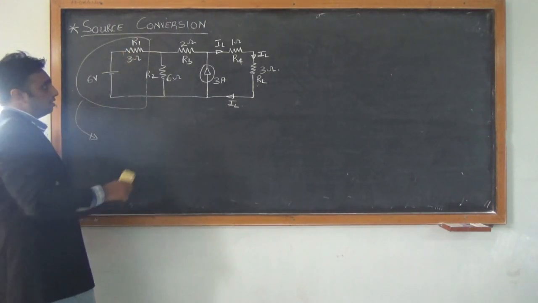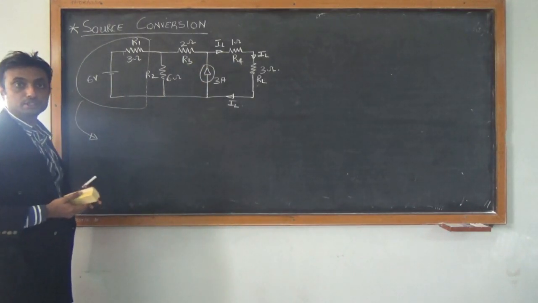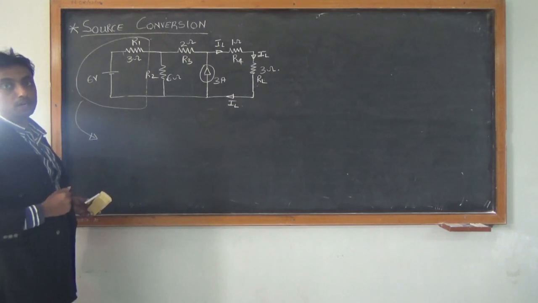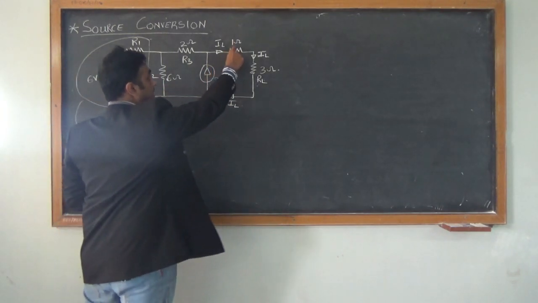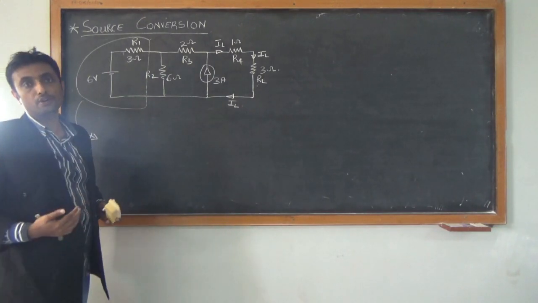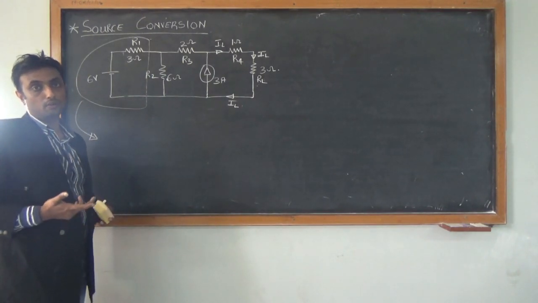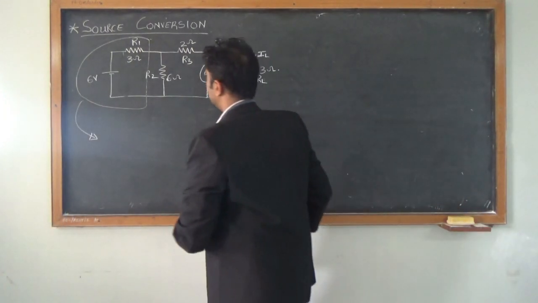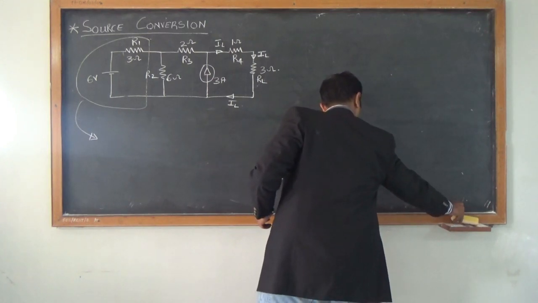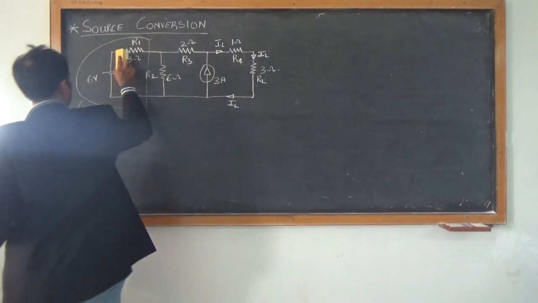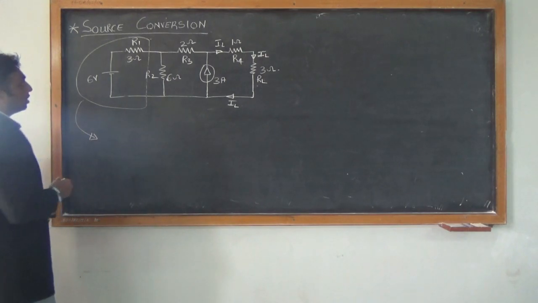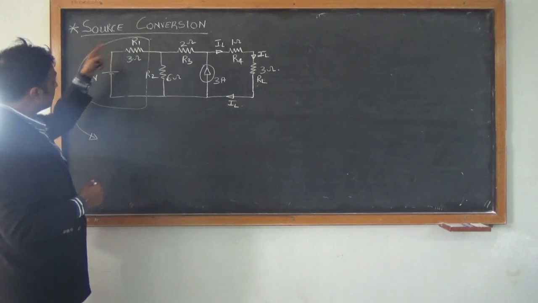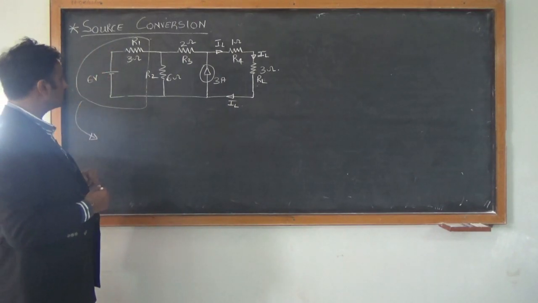In the same way, if your current source is in parallel with a resistor, you can convert it to a voltage source. But if the current source is in series with a resistor, you cannot convert it to a voltage source. So coming back, since the resistance is in series with the voltage source, I am converting this voltage source to a current source.